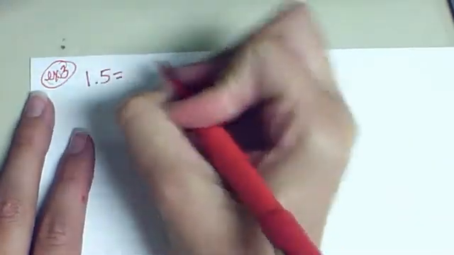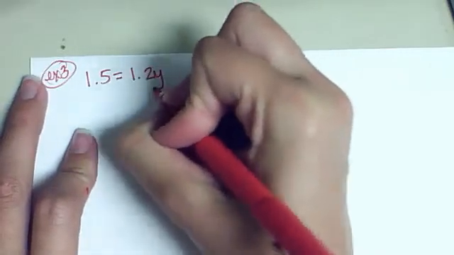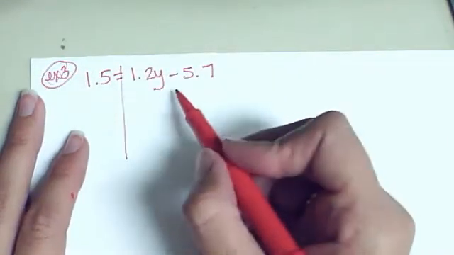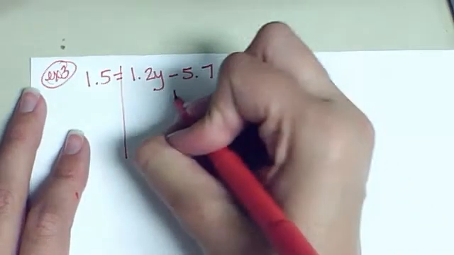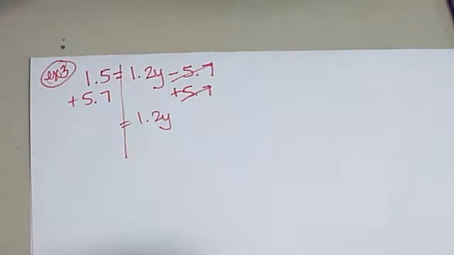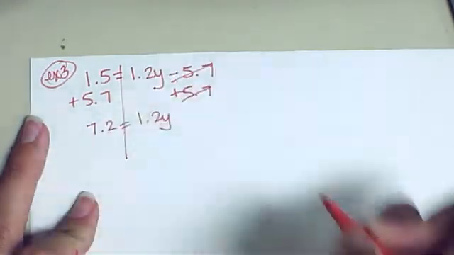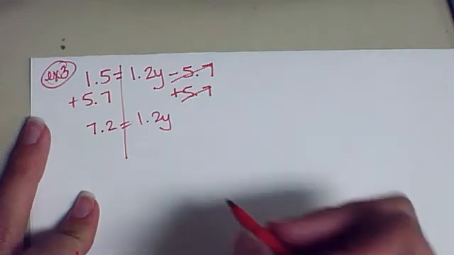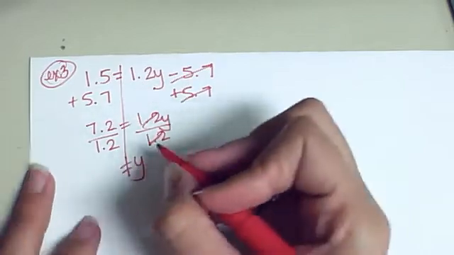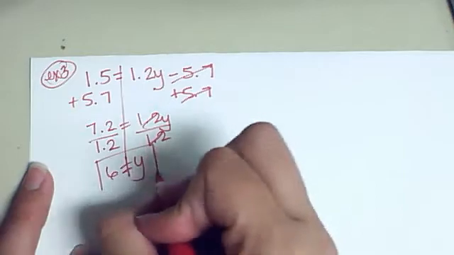Example number 3. And I know you might be getting the hang of it now. It really helps to go through several examples to make sure you understand. 1.5 equals 1.2y minus 5.7. What is happening to y? It's being multiplied by 1.2 and subtracted by 5.7. The opposite of subtract is add. So I'm going to add 5.7 to both sides. Those cancel. I've got 1.2y on this side. On the other side, I've got 1.5 plus 5.7, which is 7.2. And now, to get y by itself, I'm going to divide both sides by 1.2, because divide is the opposite of multiply. 7.2 divided by 1.2 is 6. So y equals 6.